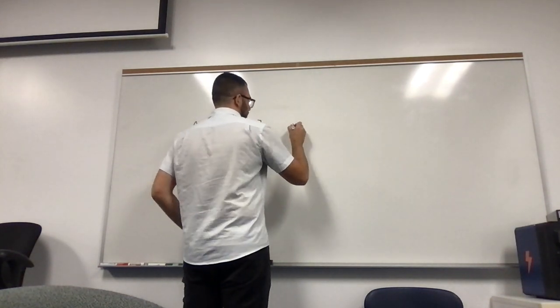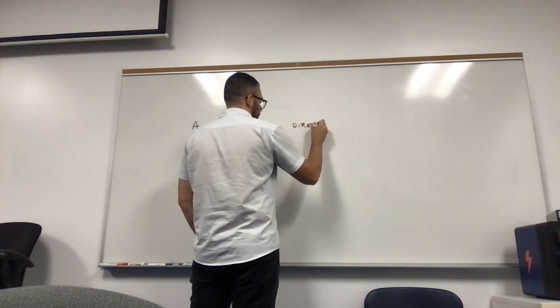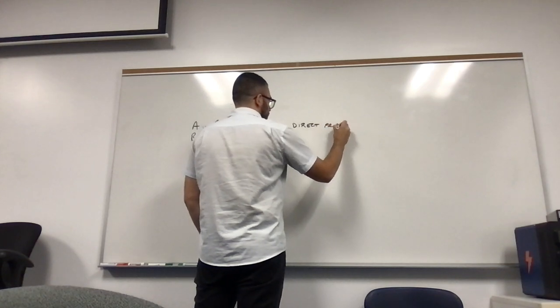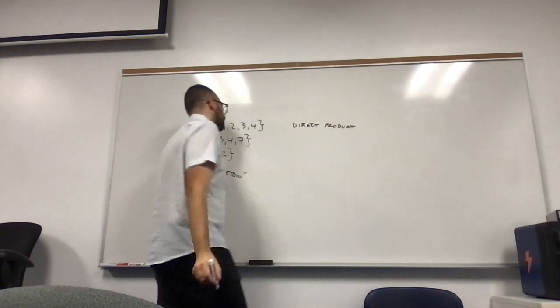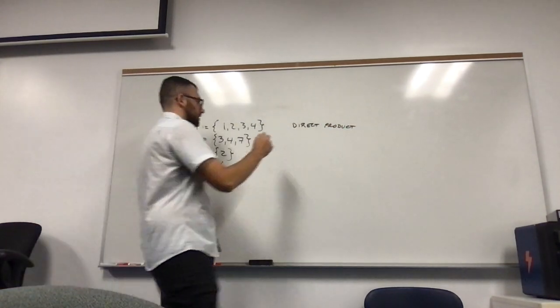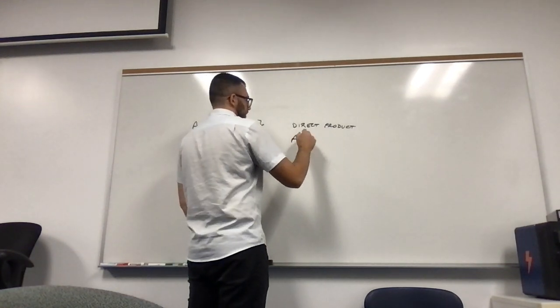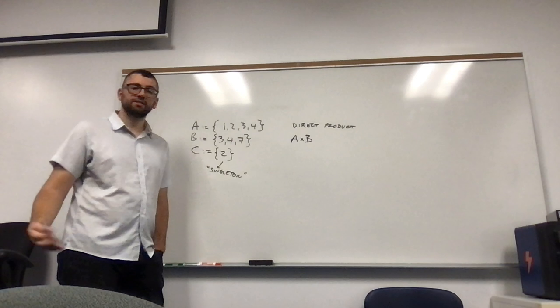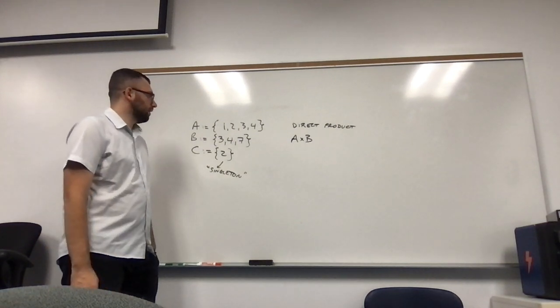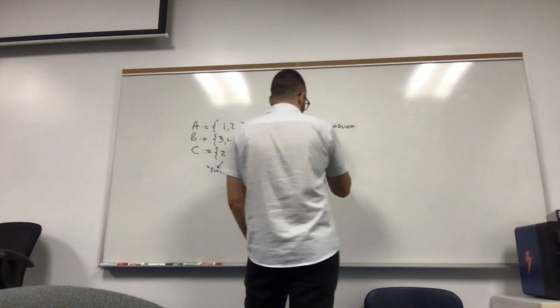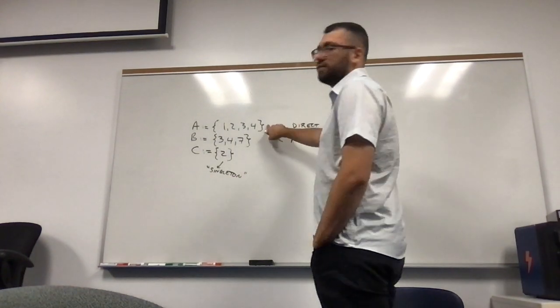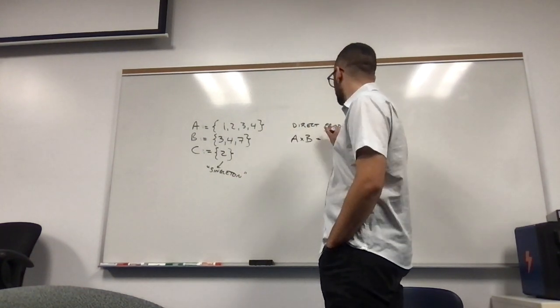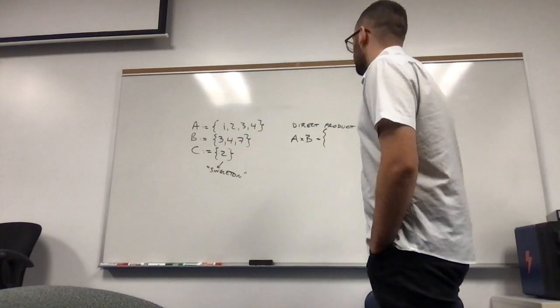We have something called the direct product of sets. What's the direct product? It looks like this, A times B. So you can multiply sets together. How do we do that? Well, what you do is you take every pair of possible things, where you take one thing from A and one thing from B. So what's it going to look like in this specific case?